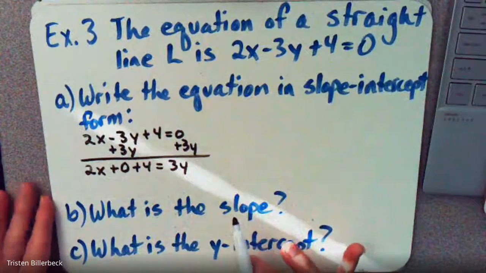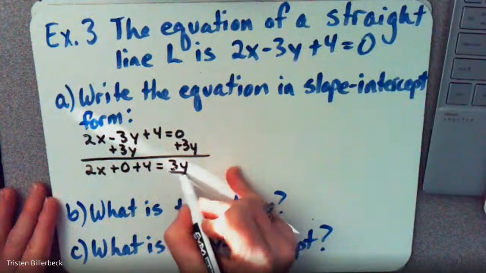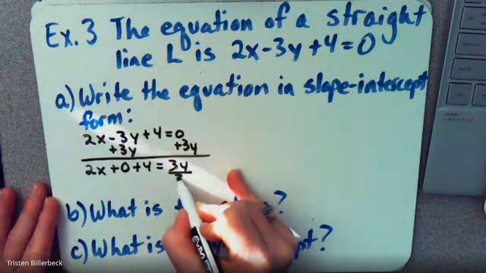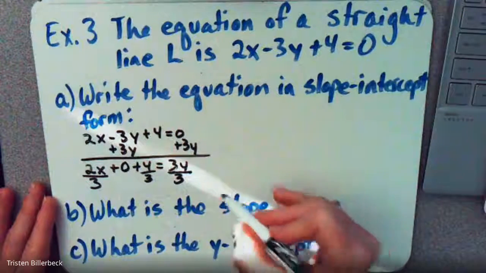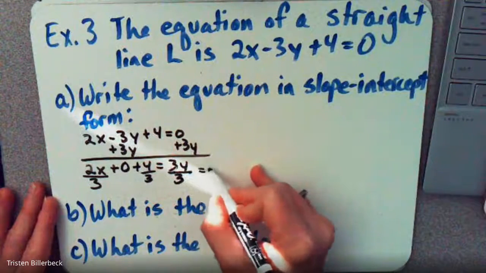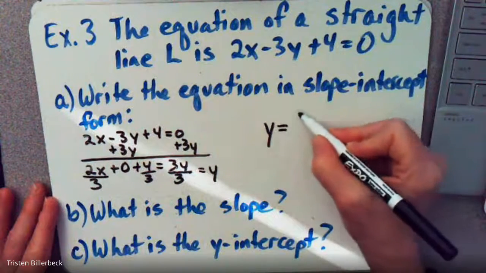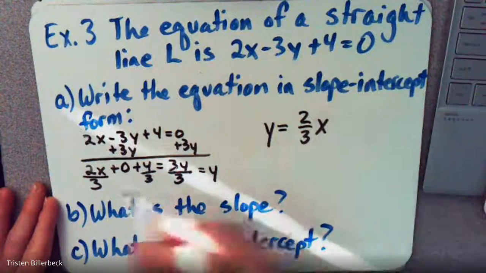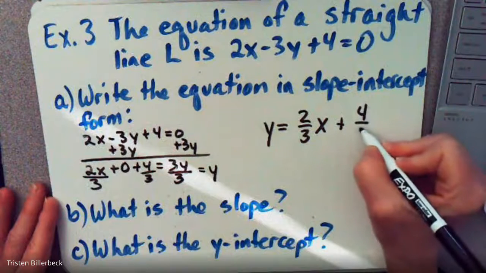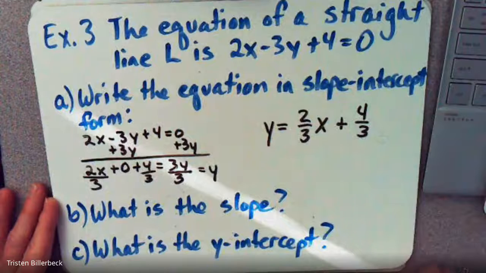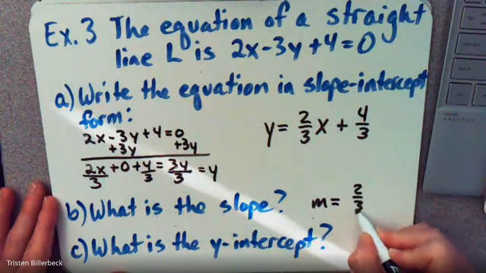Now I just want y, so I'm going to have to use a multiplicative inverse to get rid of that 3 in front of the y. So I'm going to divide everything by 3. So what that does is it makes this just y. So now we can write our equation y equals 2/3 x, because we have 2/3 x, and then plus 4/3. Okay, so it says, what is the slope? Well, the slope is 2/3.